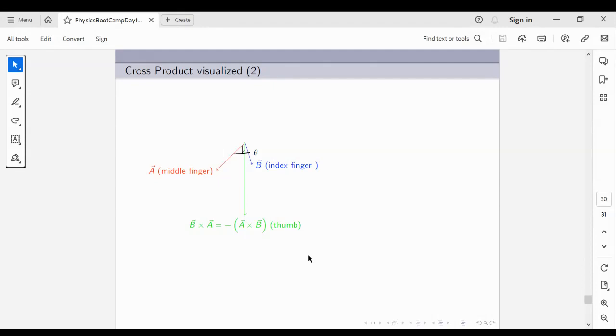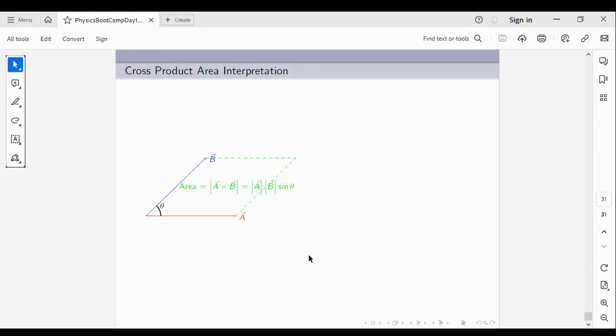Let's go on. That's the visualization of what's happening. I want you to realize that the cross product is at a right angle to both of the original vectors, which may or may not be at a right angle with each other, just a general theta.